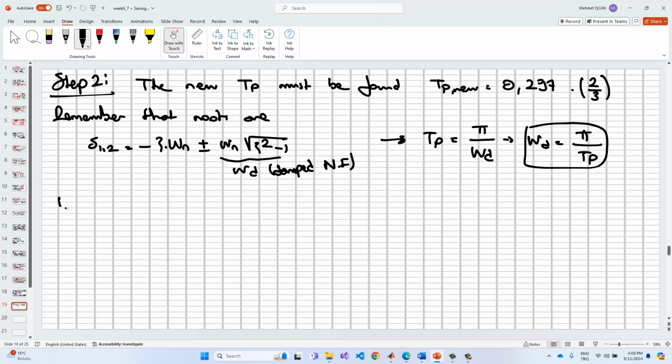Okay, and so the omega d can be calculated with pi divided by 2/3 times 0.297, just like this one. And so we have the 15.78 value at the damped frequency of response. Okay, and so how we can formulate these coefficients in here, just like this one.